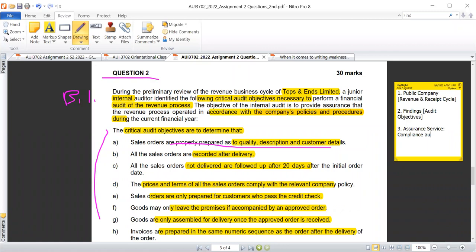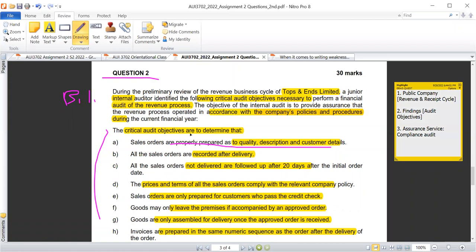Because what the internal audit is simply assessing is whether the revenue process operated in accordance with, in other words, whether it was done in compliance with the company policies and procedures during the current financial year. So that's a compliance audit that is going on right there. So that's what I can pick up, guys, from the background information.